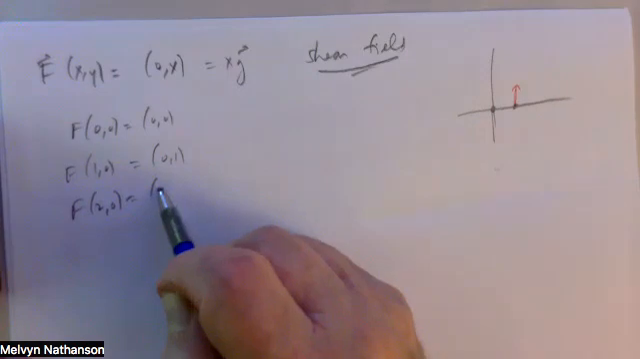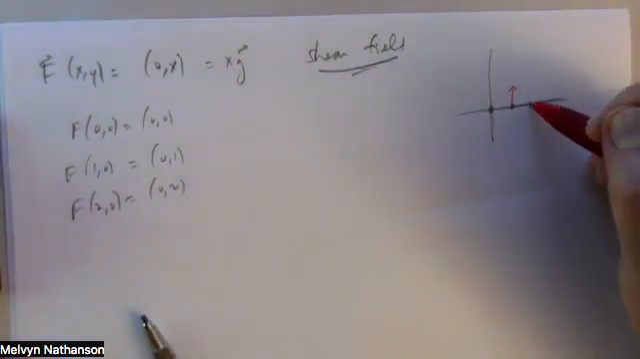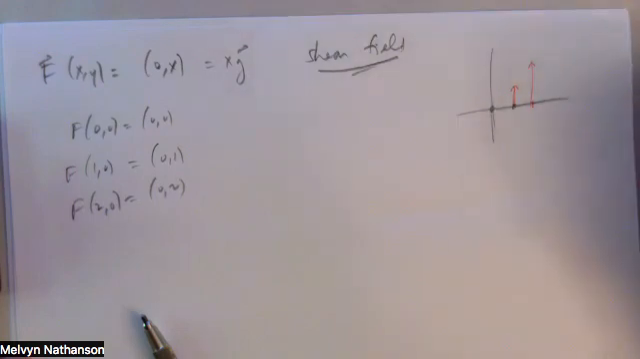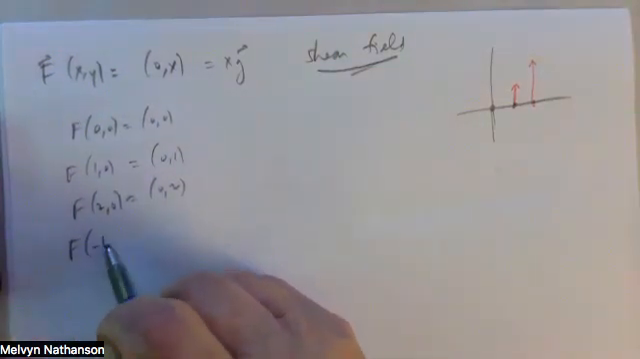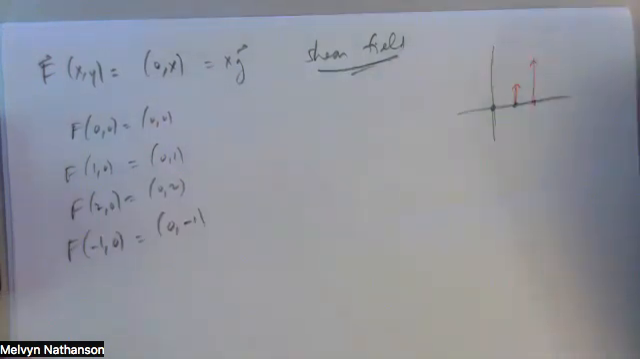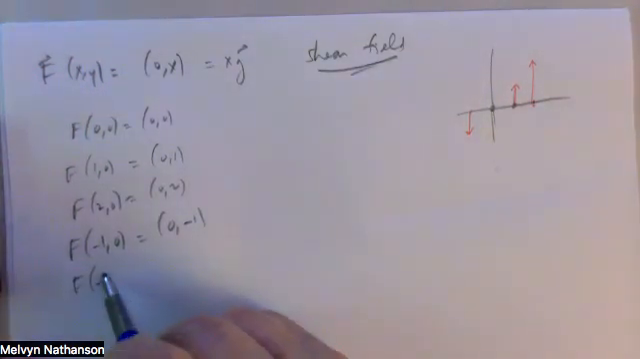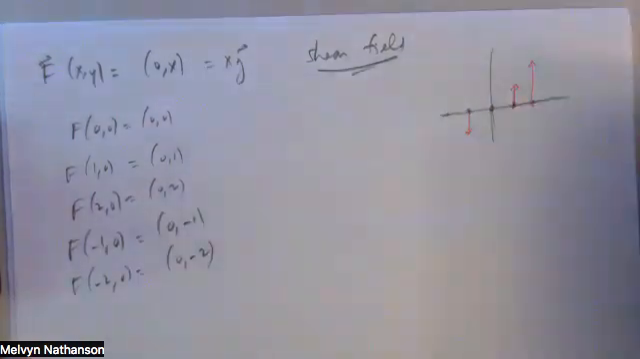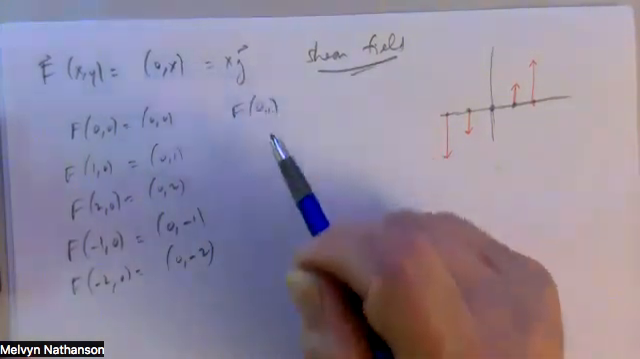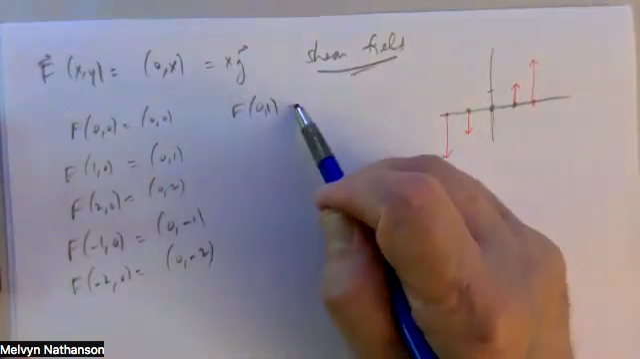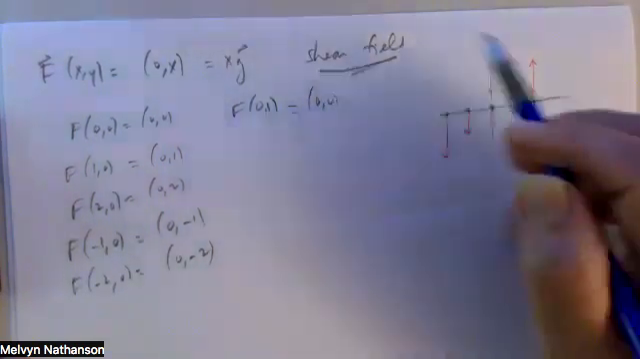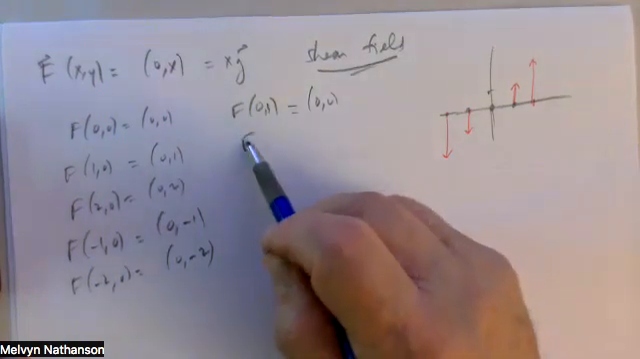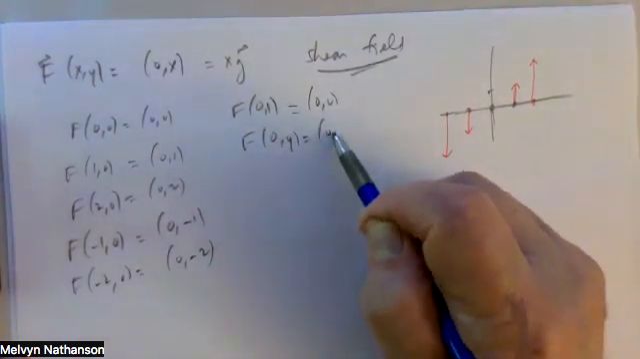What is f of (2, 0)? (0, 2). So the vector associated with (2, 0) is (0, 2). What is f of (-1, 0)? It's (0, -1). What is the vector associated with (-2, 0)? (0, -2). What about f of (0, 1)? It's (0, 0). In fact, for any point on the y-axis, f of (0, y) is 0.